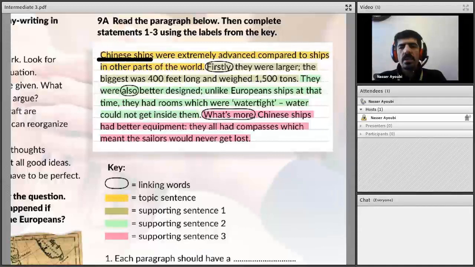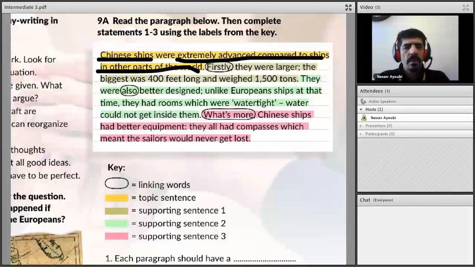What is controlling idea? Controlling idea is the writer's personal opinion about the topic. Now, the writer's personal opinion about the topic is they're extremely advanced compared to ships in other parts of the world. So, extremely advanced compared to ships in other parts of the world. Okay. This is the controlling idea.